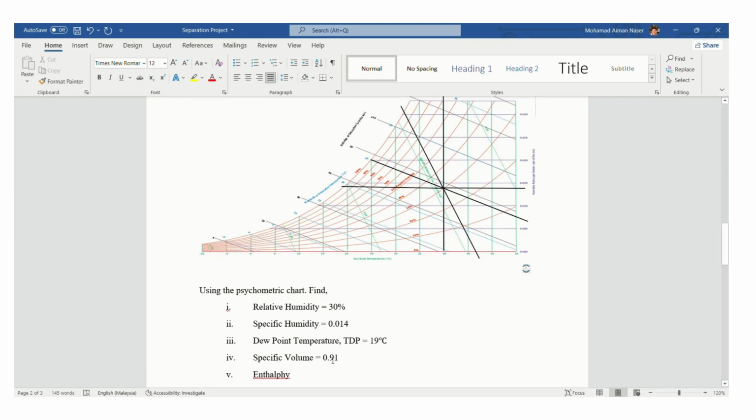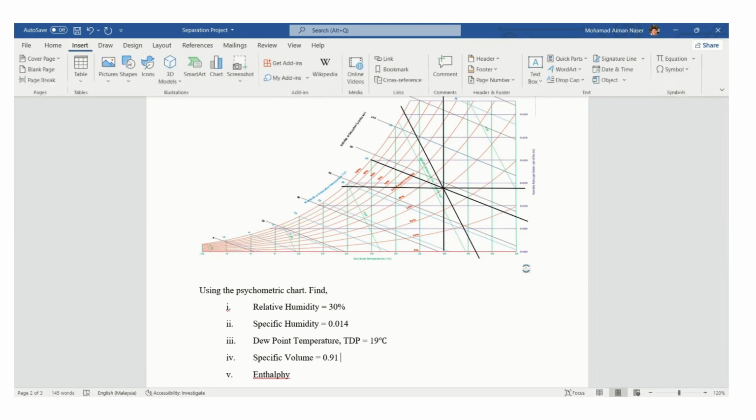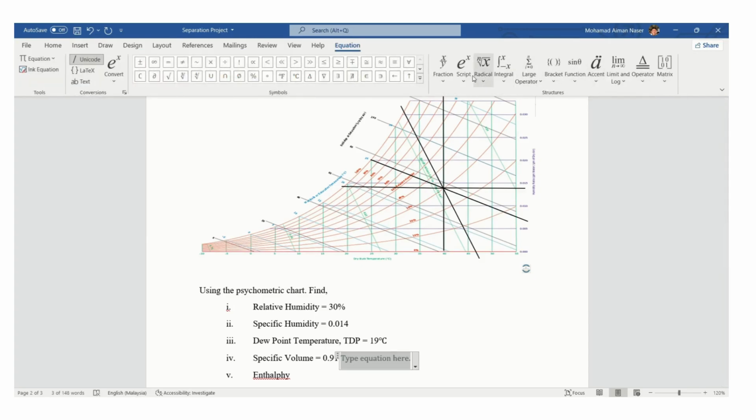And don't forget for the unit, insert the units. Meter cube over gram.